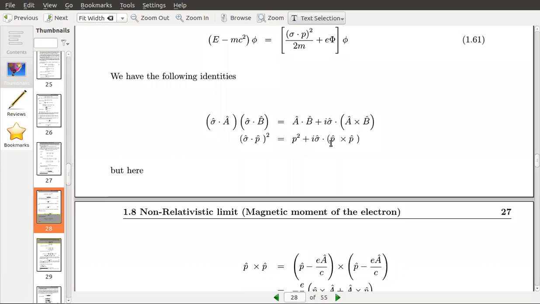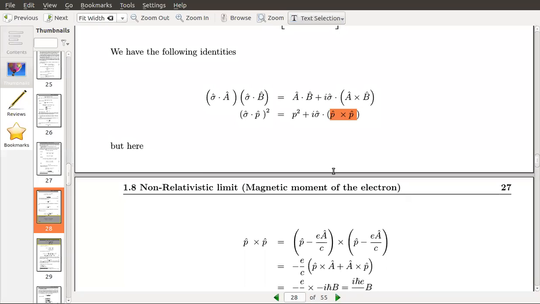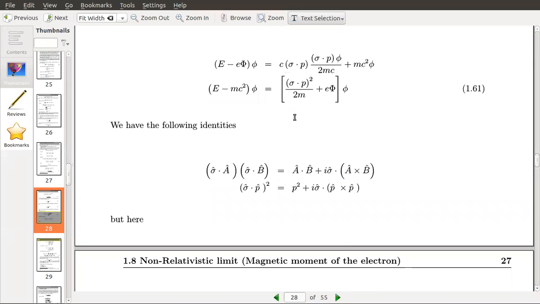Now normally P cross P is 0, but we have to introduce the magnetic interaction also. So after introducing the magnetic interaction, what is the result of P cross P? Now you change all this P into P minus eA by c. That means we have introduced the magnetic interaction also. Previously we introduced the electric interaction with E minus E phi. This E phi represents the electric interaction.